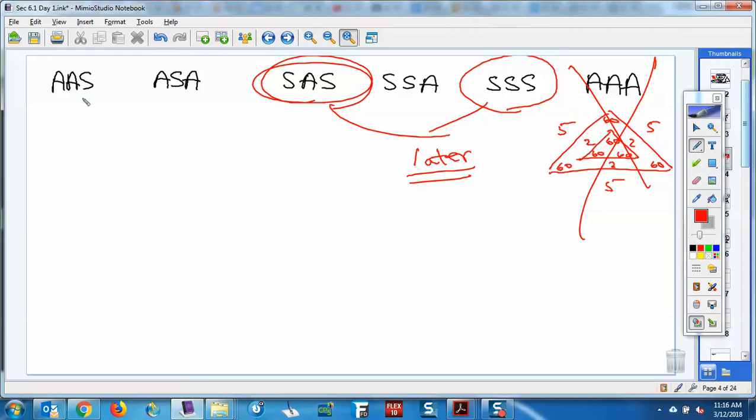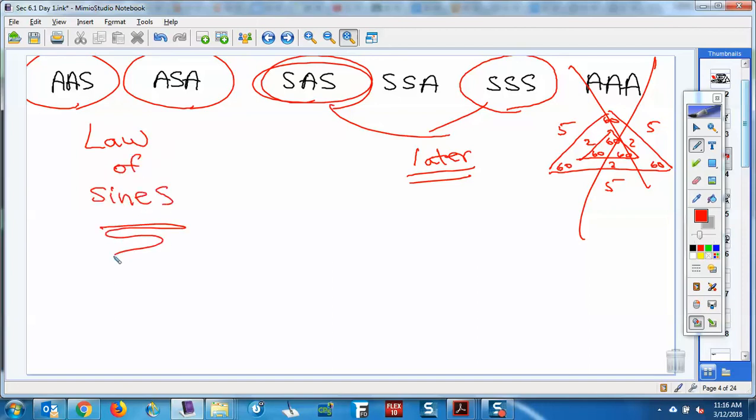Okay? Likewise, angle, angle, side, and angle, side, angle also represented unique triangles. If one triangle had 2 angles with a non-included side or 2 angles and the included side, and another triangle had those same measurements, they were going to be congruent triangles. And they were going to be the same size, same shape, same measurements, everything. Those are the 2 we are going to do today, and we are going to use something called the law of sines to solve those. And then we got this guy.